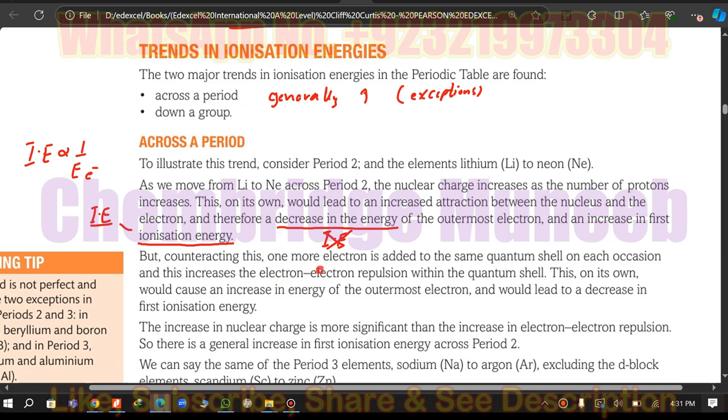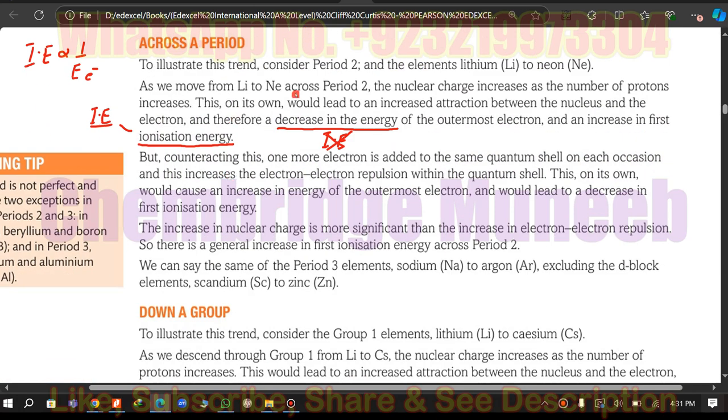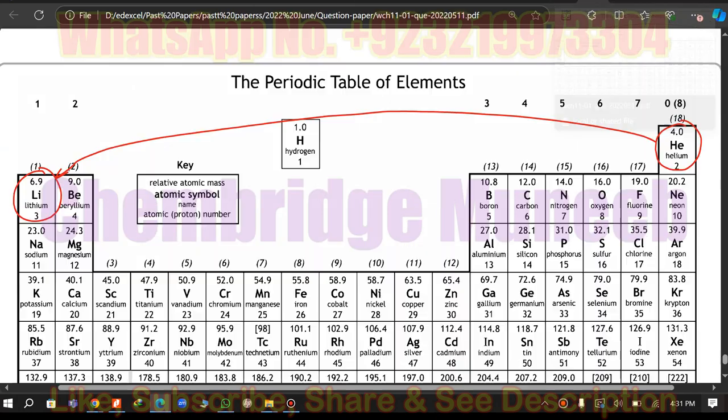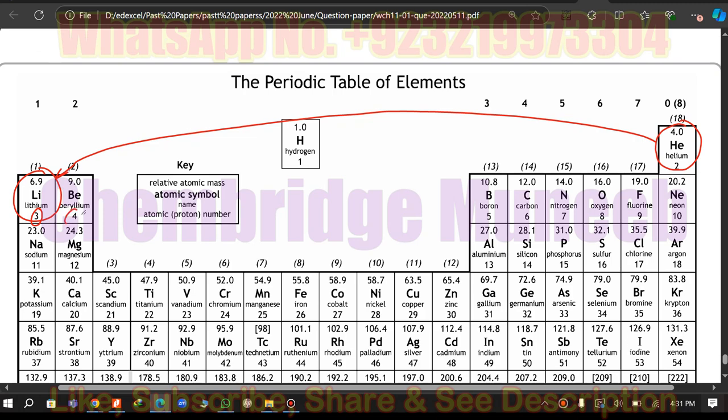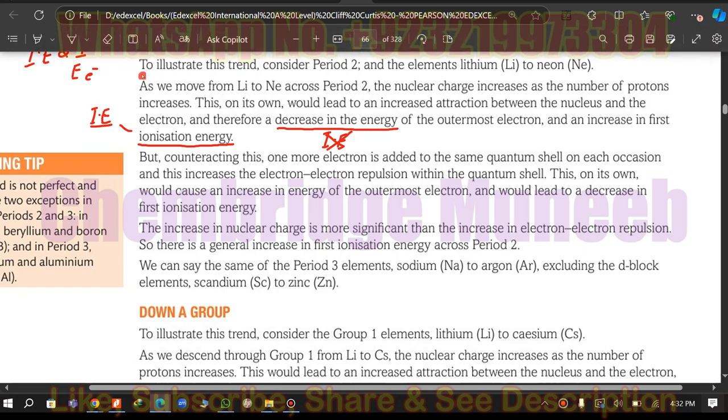But counteracting this, one more electron is added to the quantum shell on each occasion, and this increases the electron repulsion within the quantum shell. This on its own would cause an increase in energy of the outermost electron and would lead to a decrease in the first ionization energy. So both factors are being carried out here. When you move across the period from left to right, basically you are increasing the nuclear charge, and also you are creating repulsion between the electrons within the same shell.